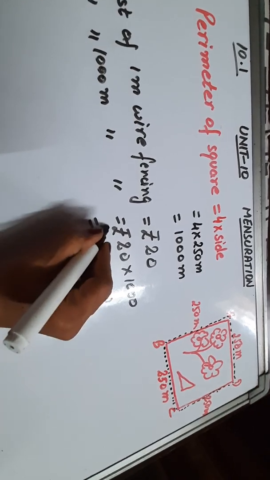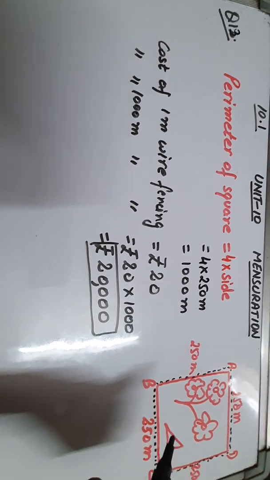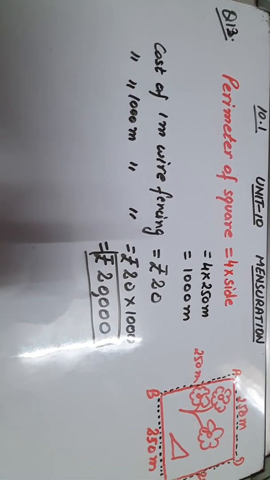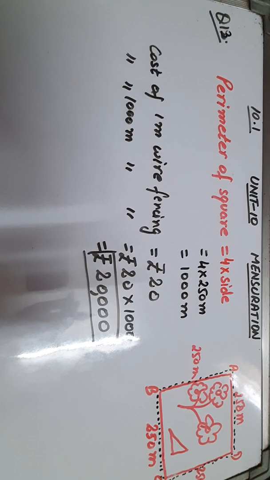20,000 rupees. Means we need 20,000 rupees to fence this square park. I hope it is clear to you. Question number 13.